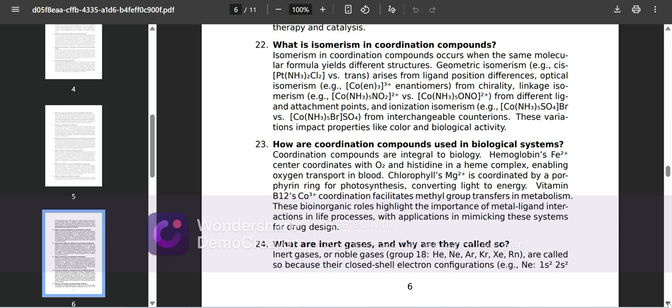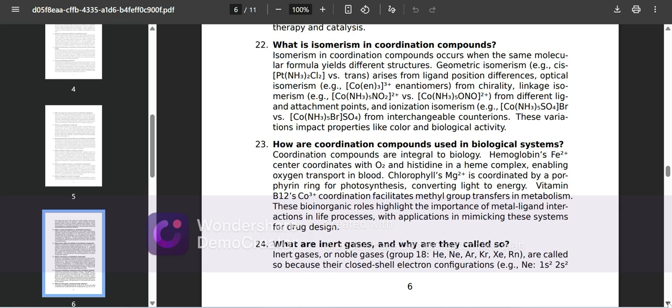catalysis. What is isomerism? Isomerism in coordination compounds occurs when the same molecular formula yields different structures or geometries. Geometric isomerism, for example cis-[Pt(NH3)2Cl2] versus trans, arises from ligand position differences.